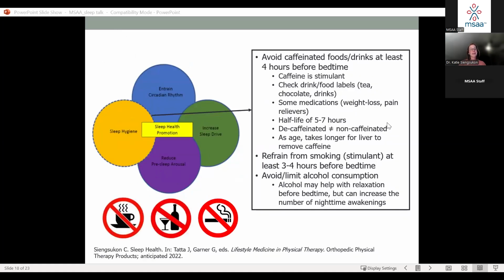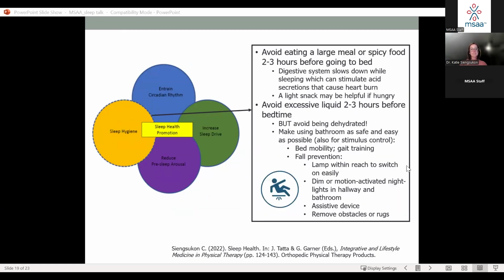Sleep hygiene, again, these are probably things that you've heard of to avoid caffeinated food and drink, refrain from smoking. Alcohol consumption is a conversation that I oftentimes have to have because it is true that alcohol can help you relax and may help you fall asleep, but it actually can increase the number of awakenings that you experience throughout the night. So the general recommendation is no more than one drink each night. And then avoiding large spicy meals.